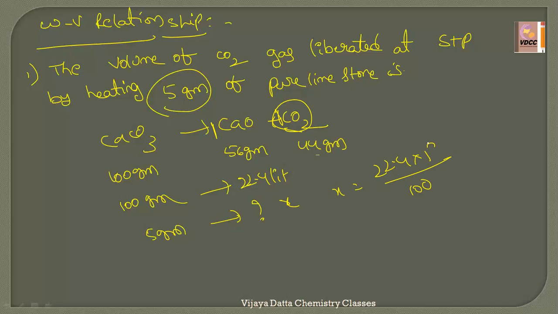If you calculate this one, you will get the answer. 22.4, 5 2s are 10, it is 20. If you calculate that, 11.2 by 10 it will be. So 1.12 liters you will get. So we can consider the answer as 1.12 liters.